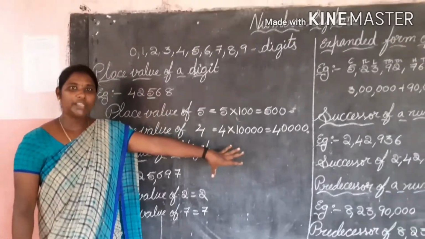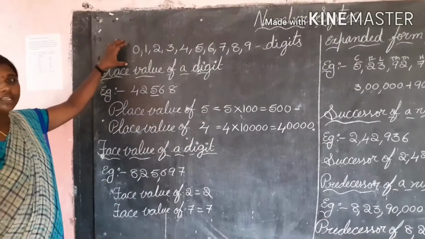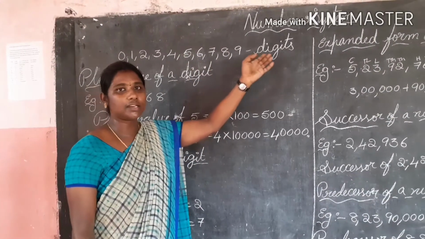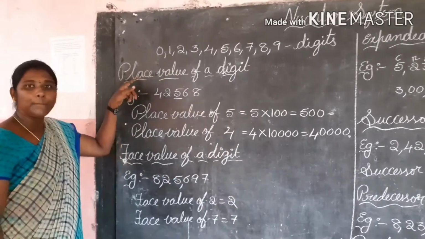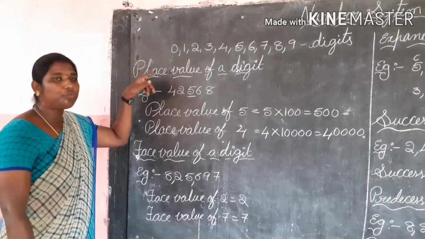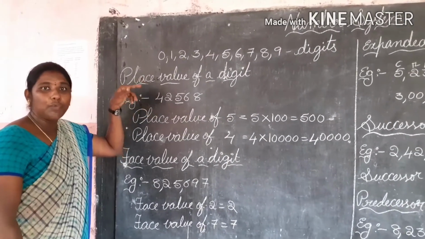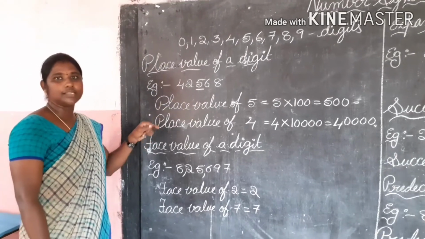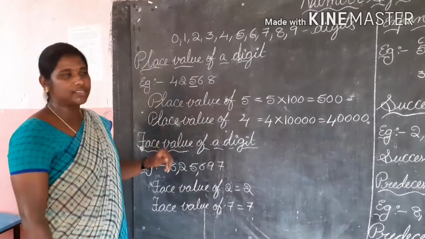Once again, I am repeating this. These 10 symbols, 0 to 9, form the numbers. These 10 symbols are called digits. Next one, place value of a digit. How do we find the place value of a digit? To find the place value of a digit, we multiply the given number by the place it occupies.